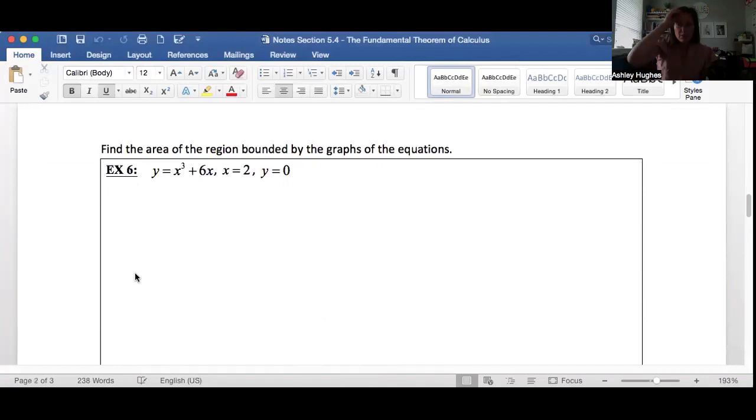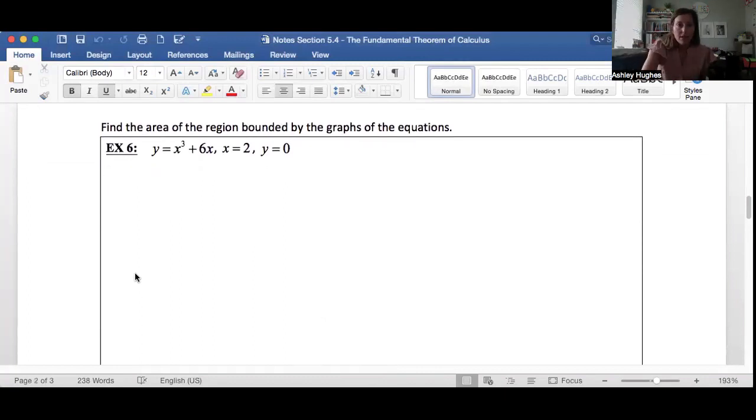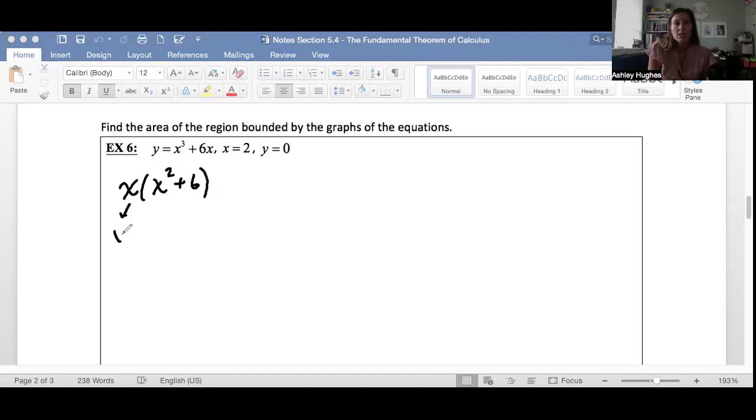Find the area bounded by the graphs. So we need to graph this x cubed plus 6x. Let's see, let's factor that out. X, we have x squared plus 6. So x equals 0 is your only root. So x cubed plus 6x.